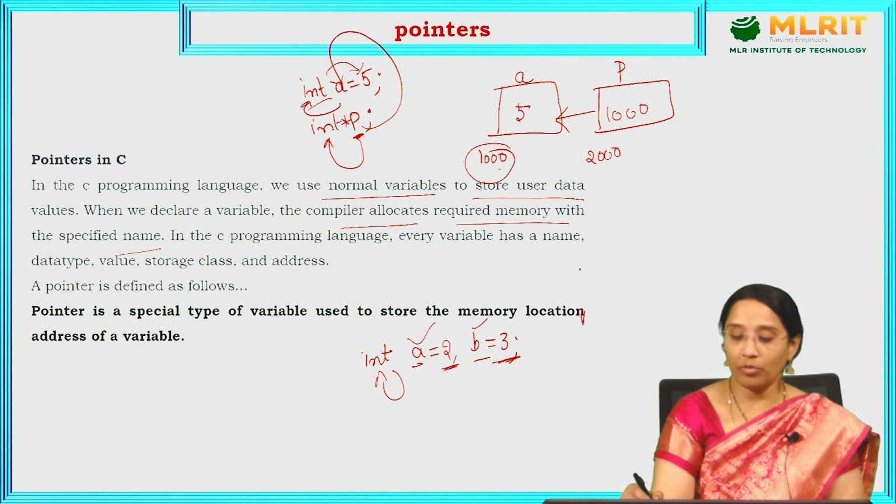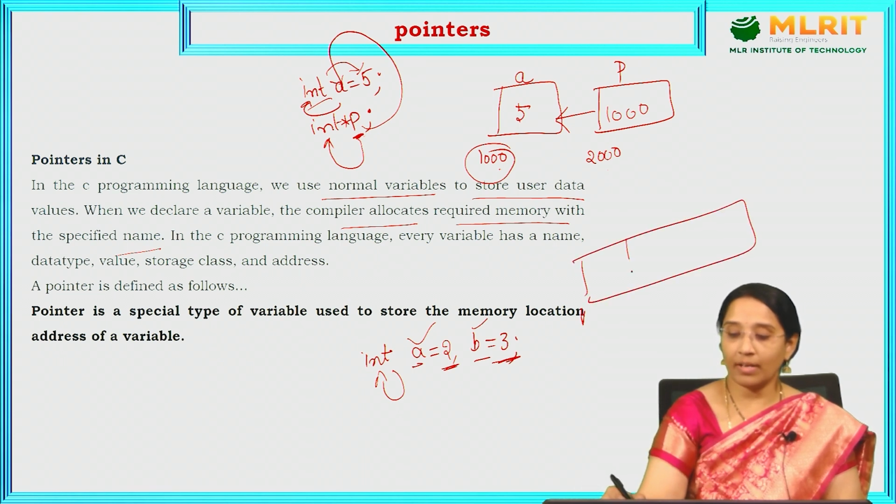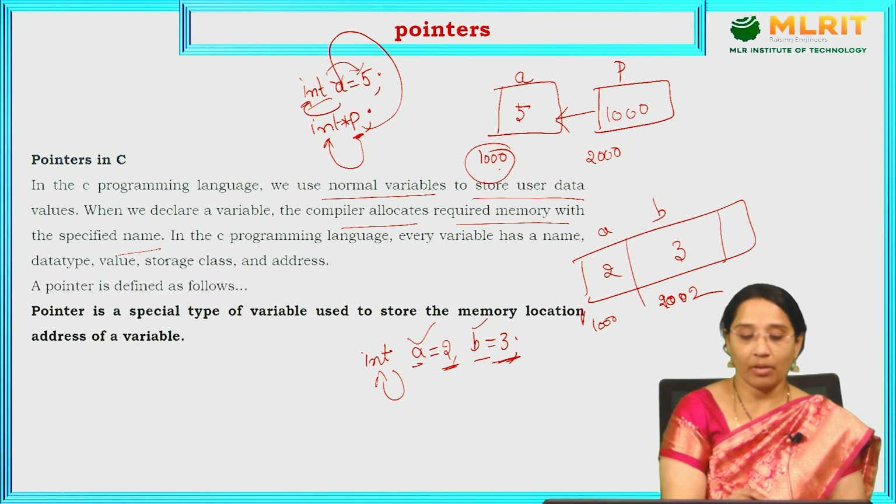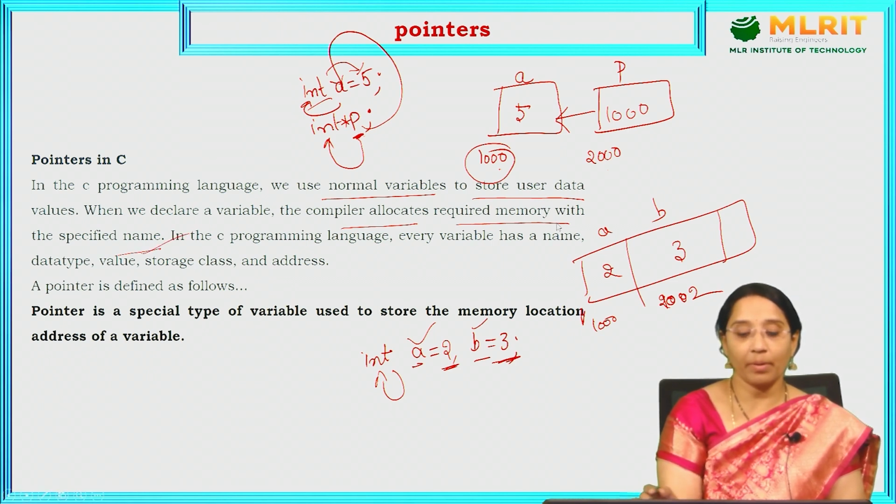Whenever we do this, as we have seen in arrays, a memory block will be allocated. So it is 2 and 3. A is of type integer. Integer takes, let's consider, 2 bytes if it is a 16-bit machine. So this is at 1002 location. The compiler allocates required memory with the specified name.